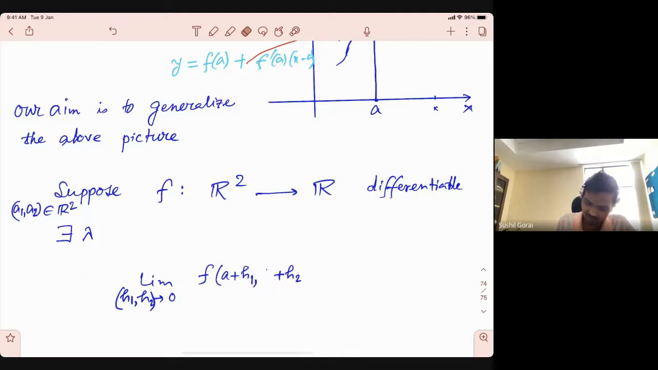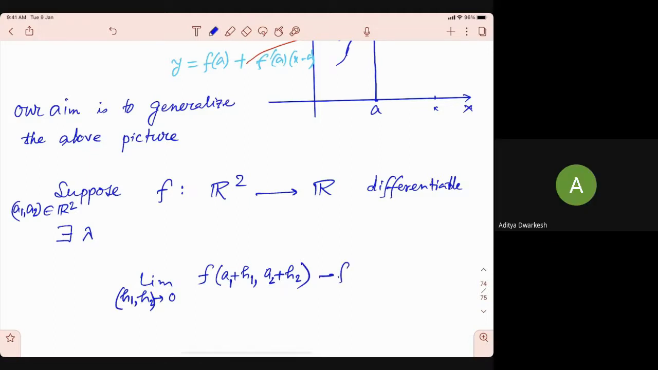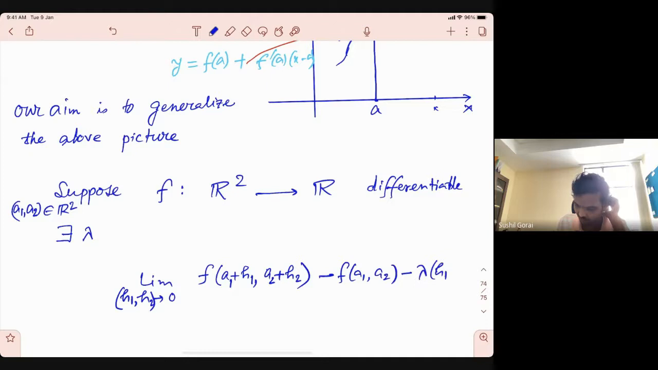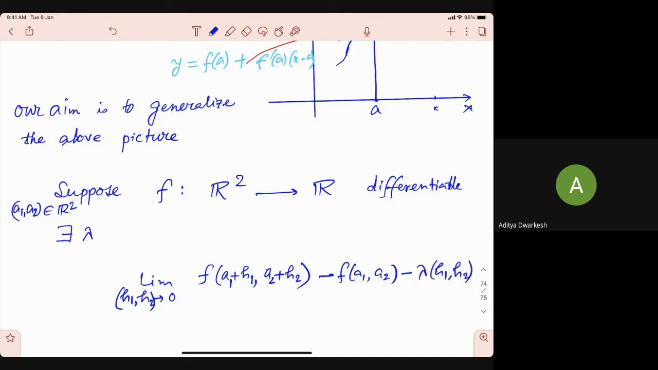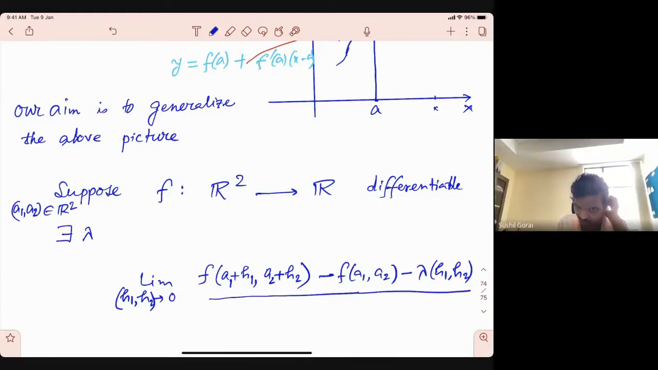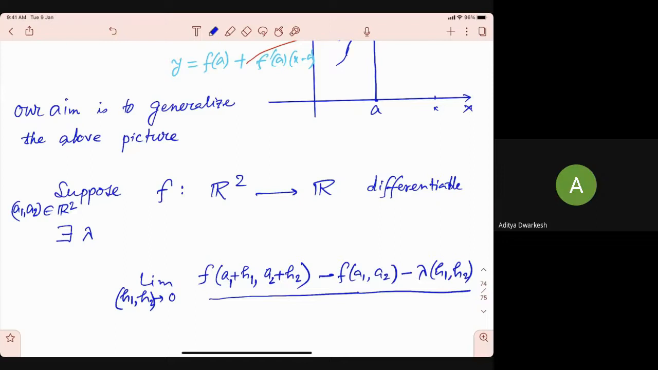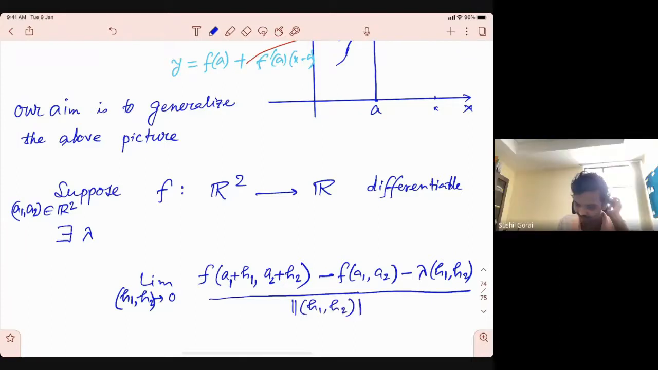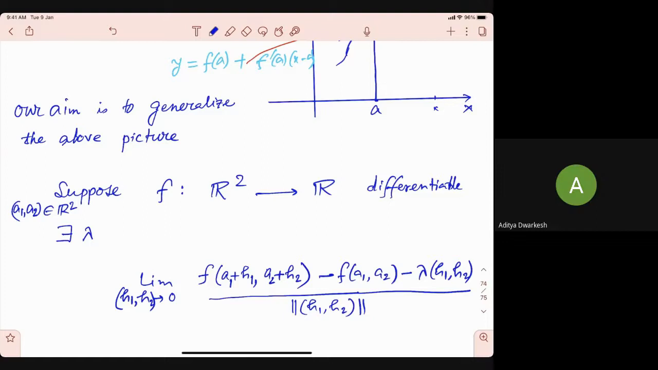So this is f of (a1 plus h1, a2 plus h2), right? Minus f of (a1, a2), then minus lambda of (h1, h2), upon, I guess, mod h1 times mod h2, or mod of (h1, h2). And this has to be equal to 0.